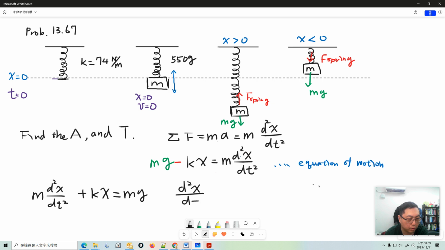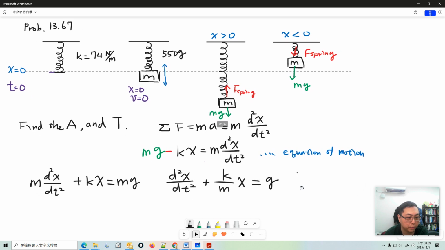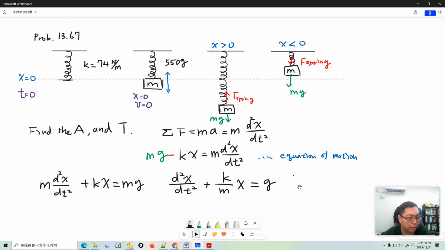Okay, plus mk over mx equal to g. Okay, that's the second order ordinary differential equation. And the first problem is, okay, not the first problem. The problem wants us to find the amplitude and period.